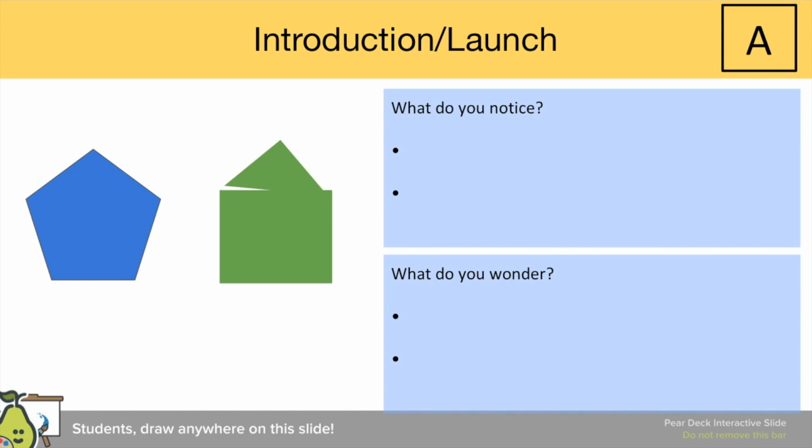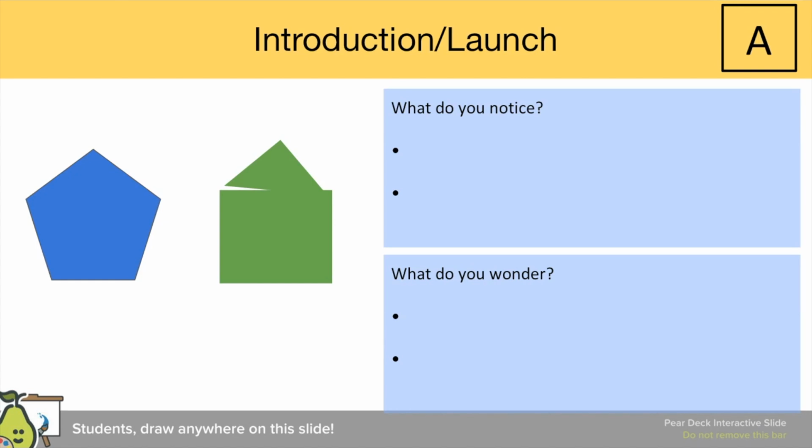The introduction provides students with 2 images, and they are asked to write down what they notice and what they wonder. To support students with disabilities, you can give them bullet points so they know where to write their answers, and to keep their answers for their noticings in the noticings box and their wonderings in the wondering box. A sample response could be, I noticed that the blue pentagon is a whole shape. I noticed that the green shape is a square with a triangle on top.